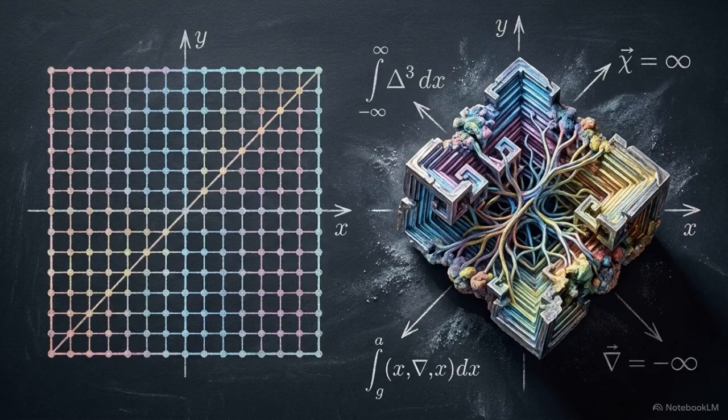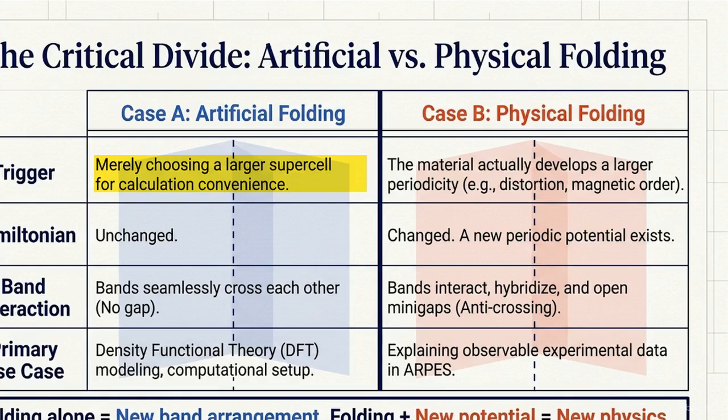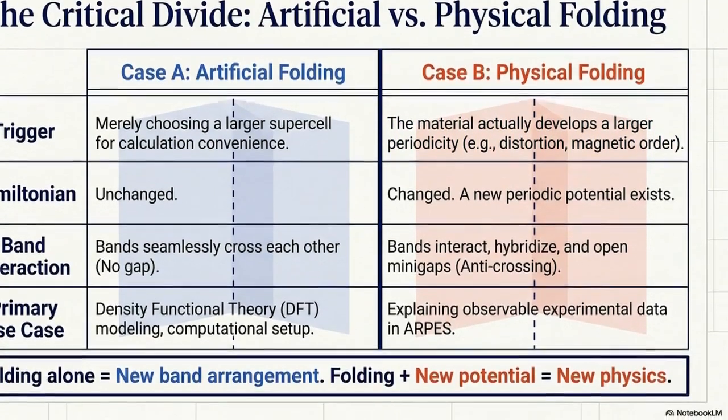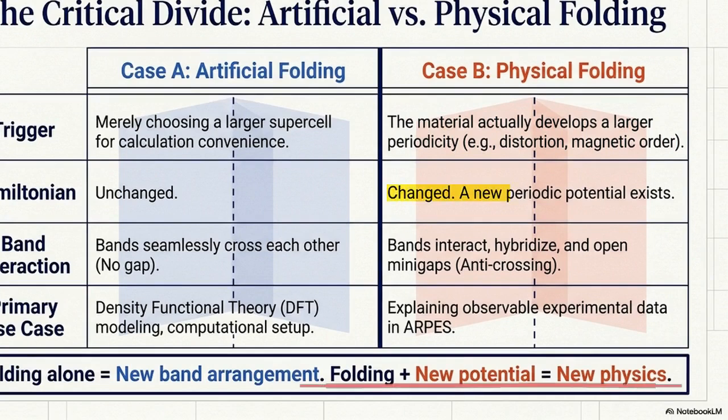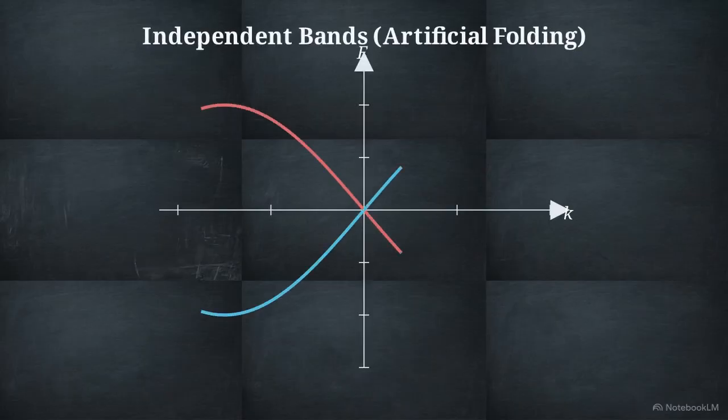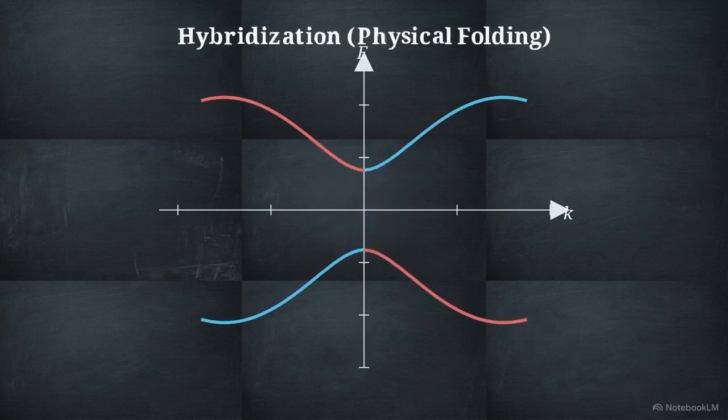There is a vital distinction between setting up a convenient computational boundary and observing a genuine physical transition in a material. This split table highlights the difference. Artificial folding is a change in bookkeeping, while physical folding occurs when a material develops a genuine new periodicity. Real transitions, like magnetic ordering, introduce a new periodic potential to the system, fundamentally altering the physical rules. This periodic potential changes how the mathematically folded bands interact. They are no longer independent. They begin to feel the presence of one another.